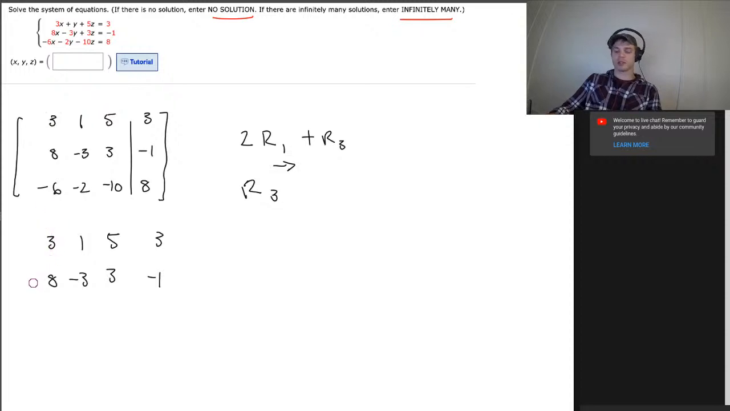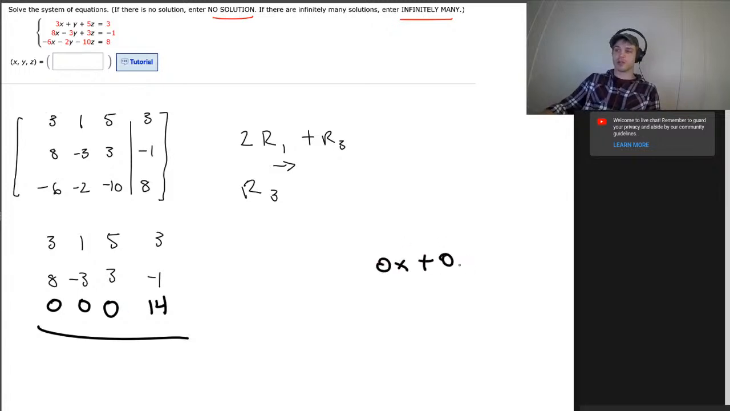plus -6 is 0. So what you get is you get a 0 right here. 2 times 1 is 2, plus -2 is 0. 2 times 5 is 10, plus -10 is 0. 2 times 3 is 6, plus 8 is 14. So when you get something like this on the last row, you actually have an inconsistent system.